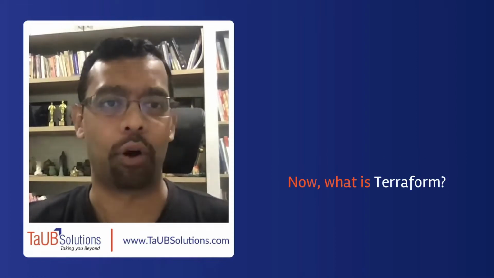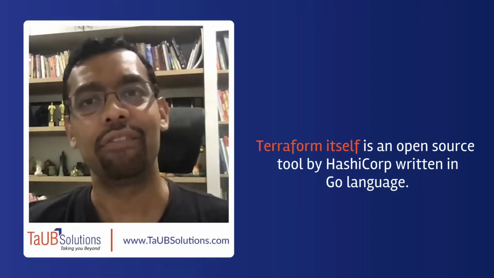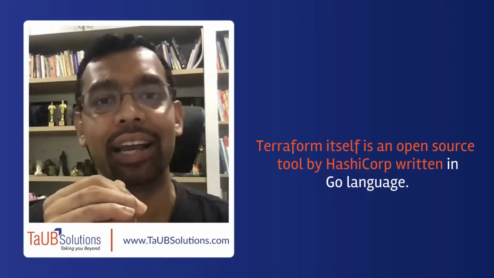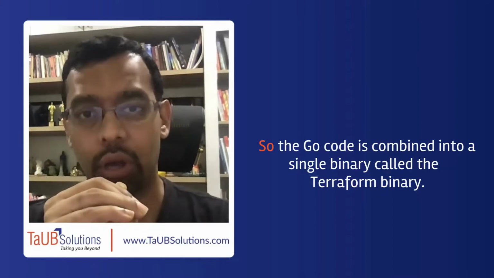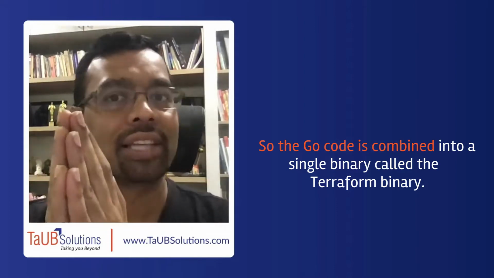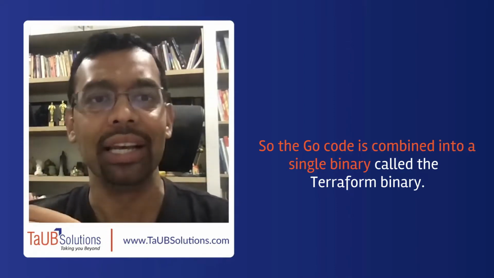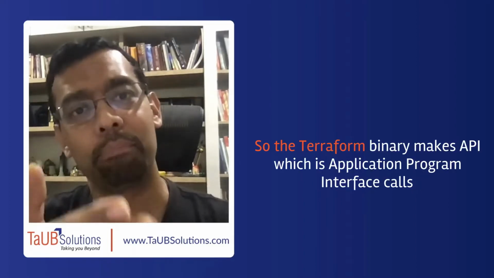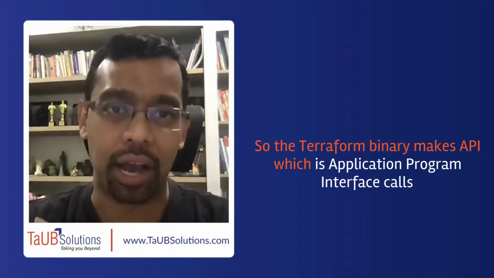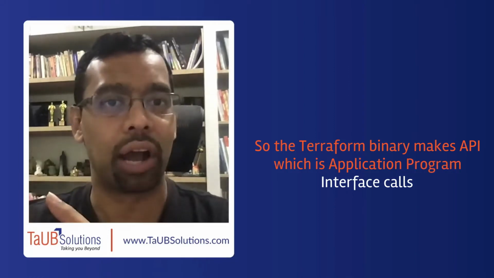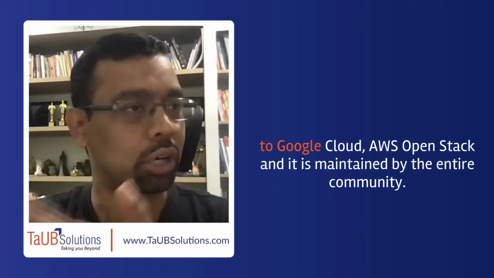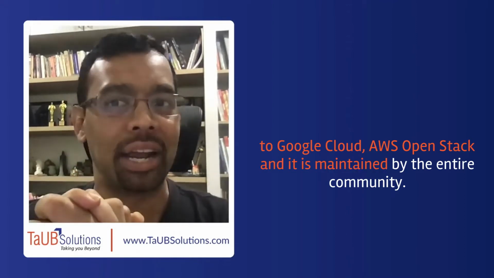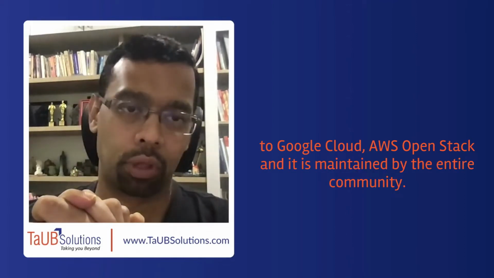Now, what is Terraform? Terraform itself is an open source tool by HashiCorp written in Go language. So the Go code is combined into a single binary called the Terraform binary. The Terraform binary makes API, which is application program interface, calls to Google Cloud, AWS, OpenStack, and it is maintained by the entire community.